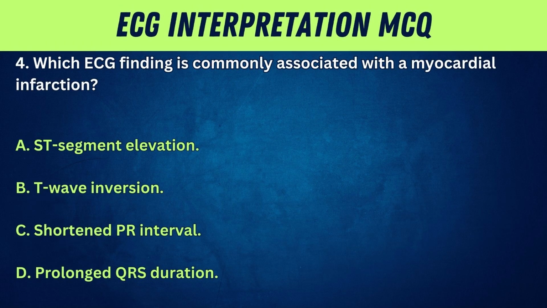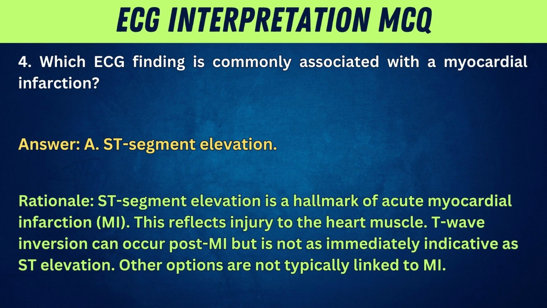4. Which ECG finding is commonly associated with a myocardial infarction? A. ST segment elevation. B. T-wave inversion. C. Shortened PR interval. D. Prolonged QRS duration. Answer: A.